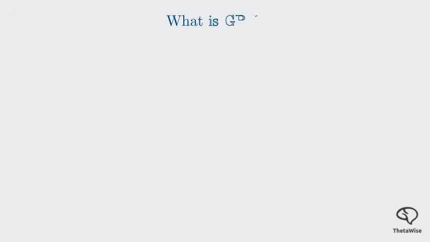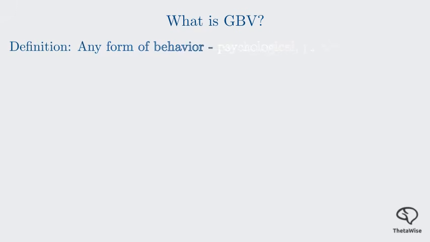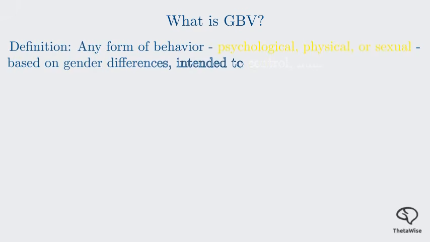So, what is gender-based violence? The term gender-based violence refers to any harmful acts directed at an individual based on their gender. It is rooted in gender inequality, the abuse of power, and harmful norms. The notes define GBV as any form of behavior, including psychological, physical, and sexual, that is based on the gender differences between males and females and is intended to control, humiliate, or harm the individual. Essentially, if someone is targeted for violence simply because they are a girl, a woman, a boy, a man, or an LGBTIQ+ person, that is gender-based violence.